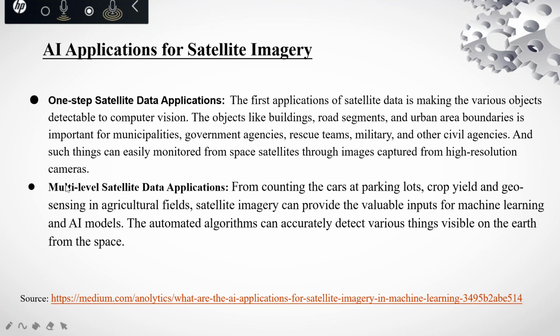And the second type is the multi-level data applications. This basically includes the satellite images which are used to do more complex tasks. The earlier ones were just one task, like detecting buildings or detecting the roads or segmenting them into agricultural lands or forest lands. But this includes multi-level data applications, from counting the cars at parking lots, to crop yield, to see how much the crop has yielded over a few years, and geosensing in agricultural fields to gain various information about the agricultural fields.